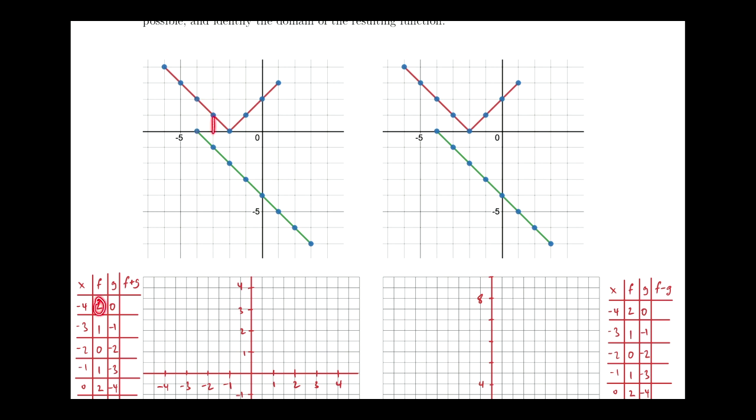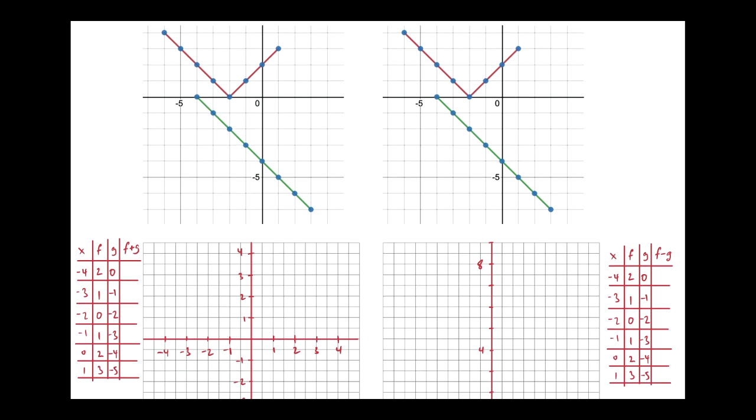F of negative 3 is positive 1. So I put a 1 here. F of negative 2 is 0. So I put a 0 here. And then I did the same thing for g values. G of negative 4 is 0. G of negative 3 is negative 1. G of negative 2 is negative 2, and so on. So this table on the left-hand side is basically just the x values where the functions are defined, and then these are the y values from the graph itself.